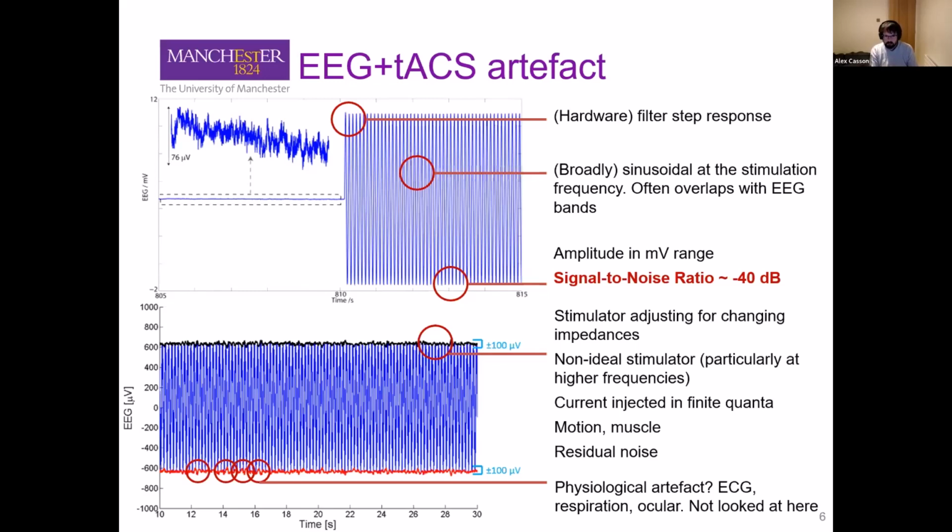Now, what I'm not going to talk about particularly in this presentation is physiological artifacts. When we collected a lot of the data for our EEG plus tACS work, that wasn't really on our radar. And so we don't have simultaneous ECG where we can pull that out explicitly. But if you just look at this ripple, you can see a near perfect heartbeat coming out. It looks like an ECG, a QRS complex. So it's there, and we'll talk about some of the residual artifacts a little bit later on.